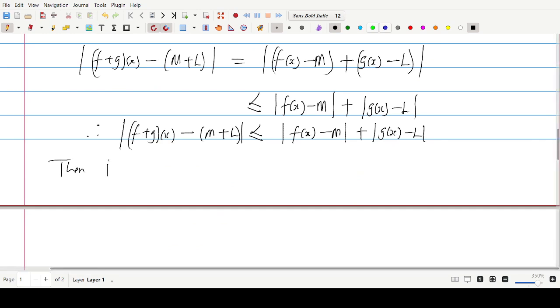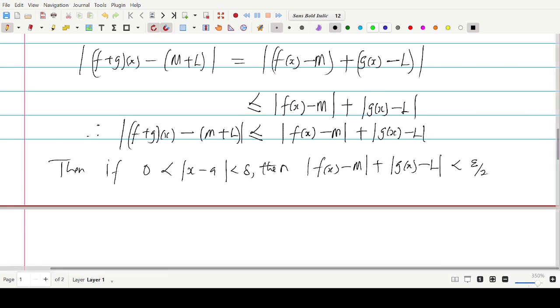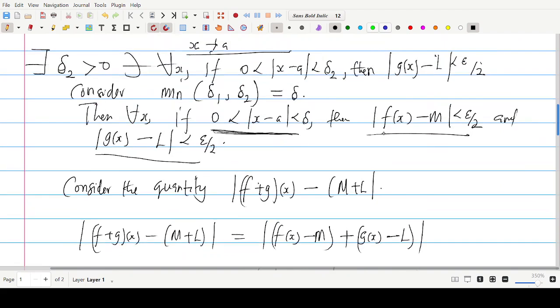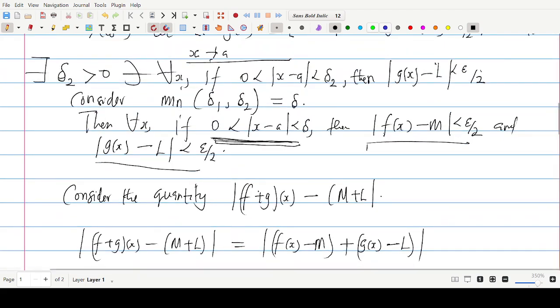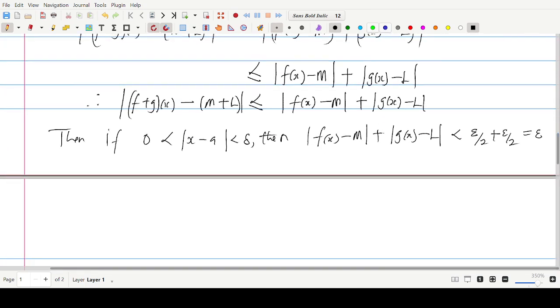Then we can say if 0 is less than the modulus of x minus a, less than delta, which is the minimum of delta sub 1 and delta sub 2, then this sum, the modulus of f of x minus m plus the modulus of g of x minus L, will be less than the sum of halves of epsilon, and that will give us epsilon. All right, can you see that? Because we said initially over here that if this is true, then this and this will both be true. So if this is true, the sum of this will be less than the sum of these two halves. All right, so we have these results.